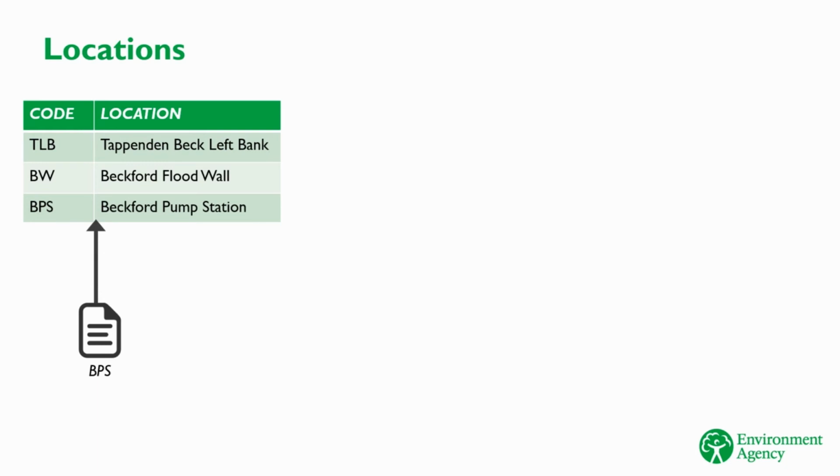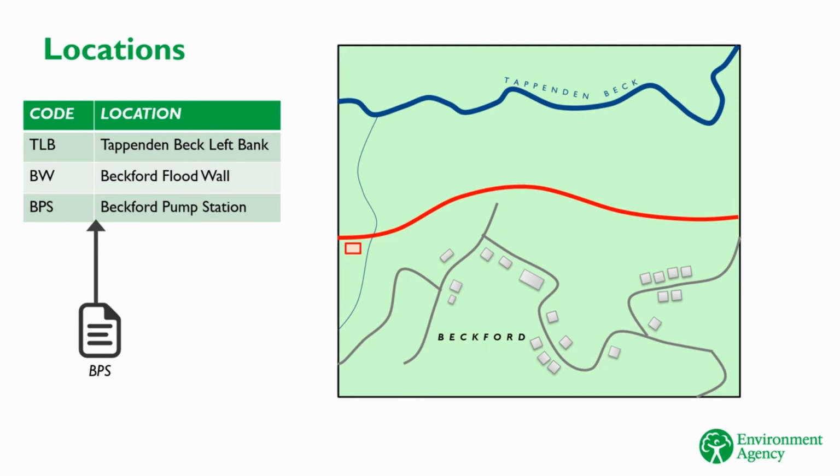Here's a map of the Tappenden Beck flood alleviation scheme, which protects the town of Beckford from flooding. Our document relates to the pumping station in the village, so we can show on the map exactly where that information relates to. We can do this the other way as well, which makes it very easy to find information later on. For example, if you want to find something about a certain asset, say the flood wall which protects Beckford from Tappenden Beck, all you need to do is search for its location code to find all the available information.